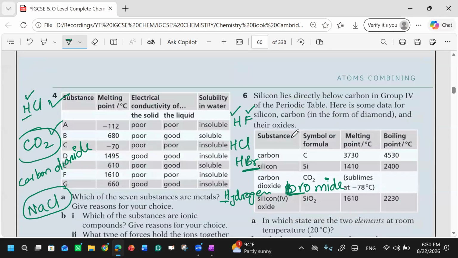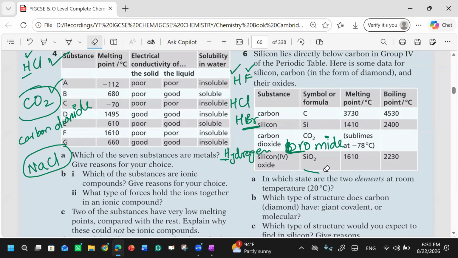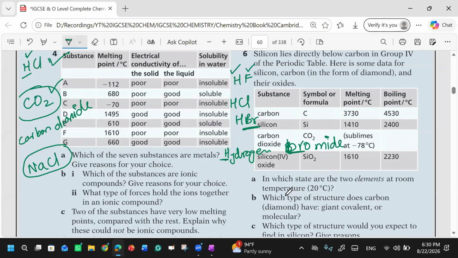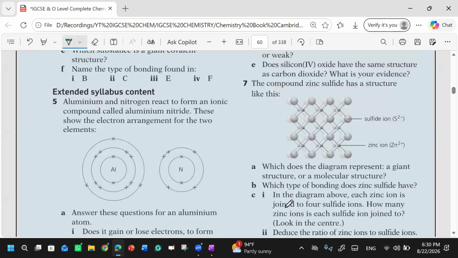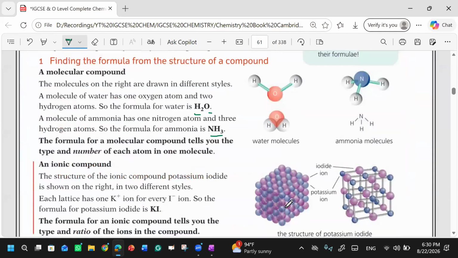Okay, we have some other examples like SiO2, silicon oxide. How many atoms are there? It is written here, silicon oxide. SiO2: one silicon atom and two oxygen atoms. So in total, we have three atoms, right? Good. So this was about the formula of the compound.